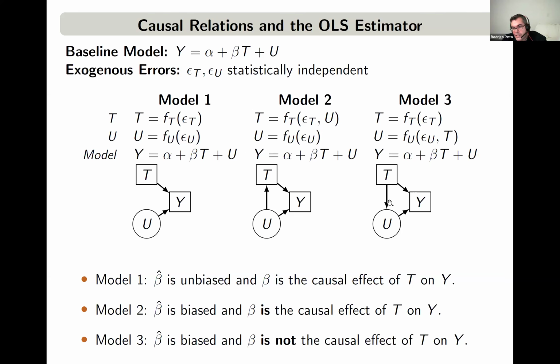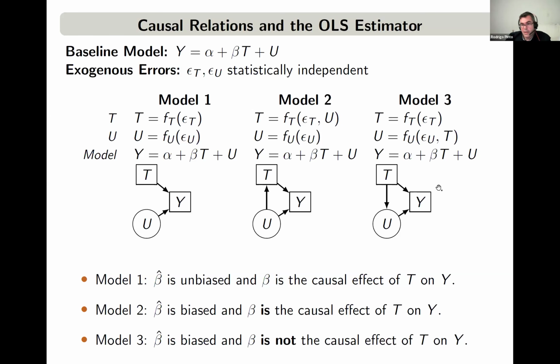But if I reverse the causal link between t and u, then I still have the statistical dependence between t and u, so the parameter beta is going to be biased. However, the parameter beta loses the causal interpretation that it had before. The parameter beta is not the causal effect of t on y anymore, because now t also causes u, so the effect of t is divided into the direct effect of t on y, which is given by beta, and the indirect effect of t on y that goes through u.